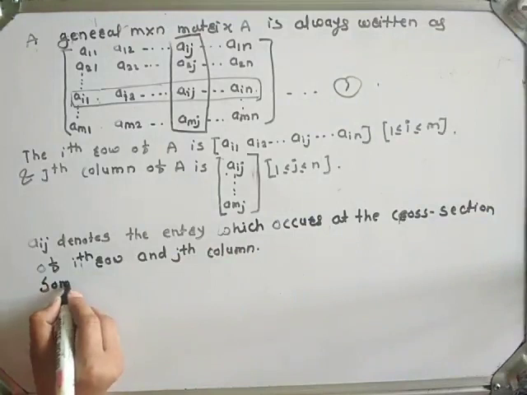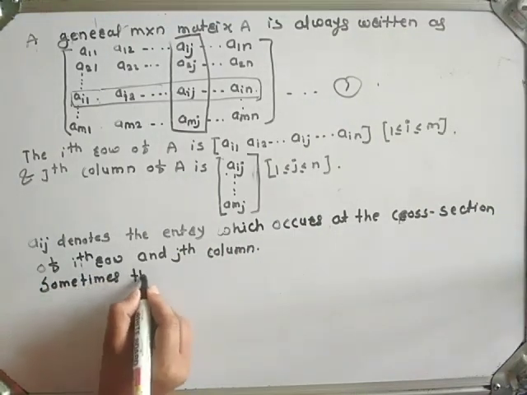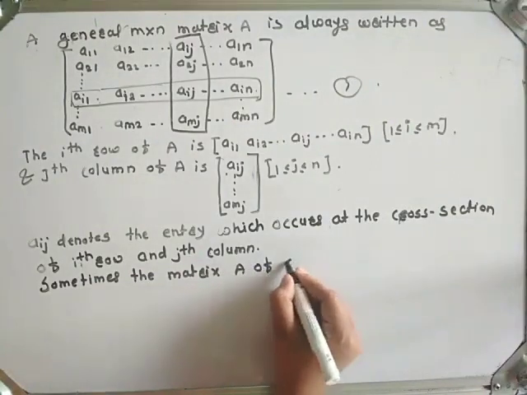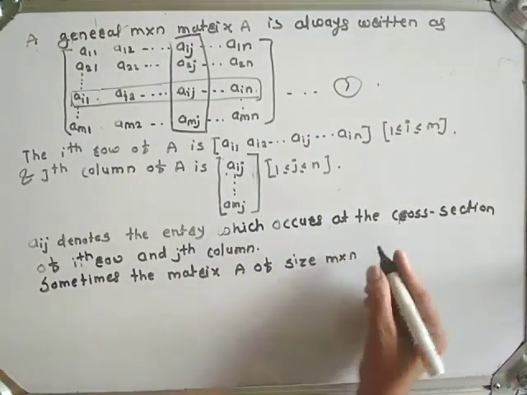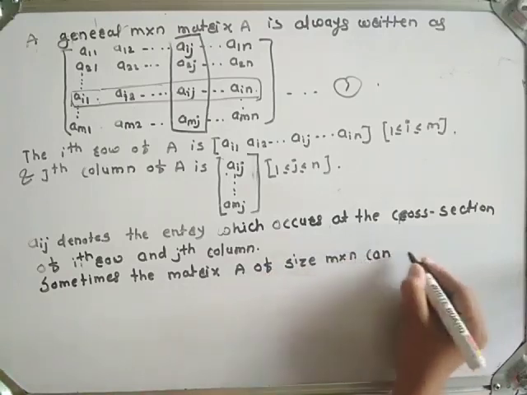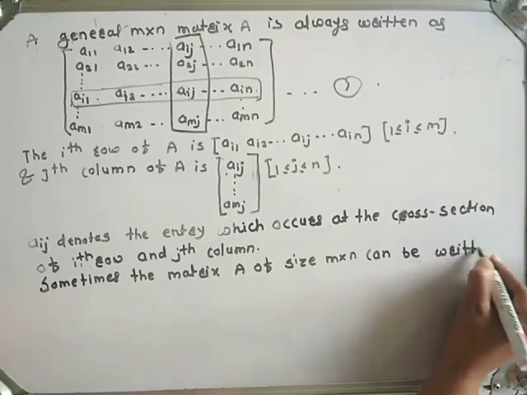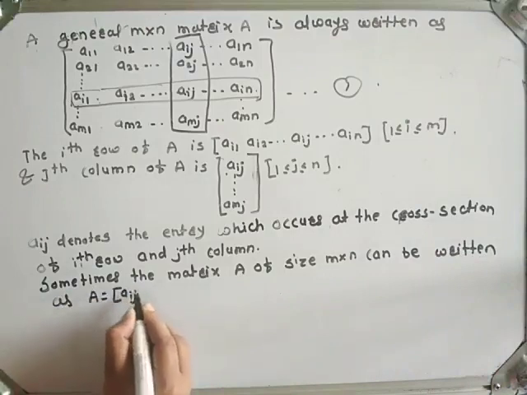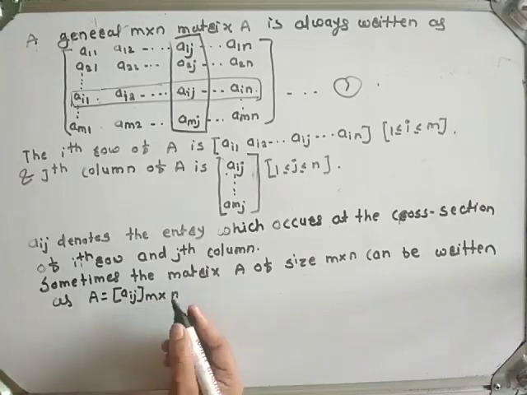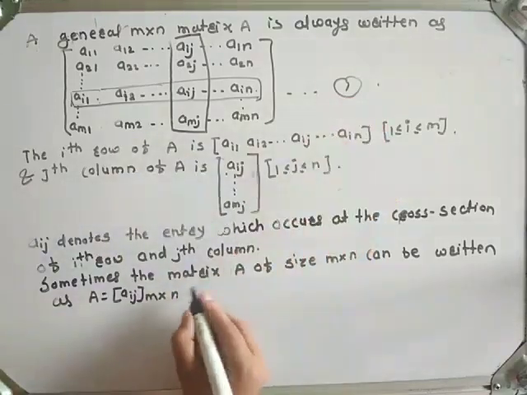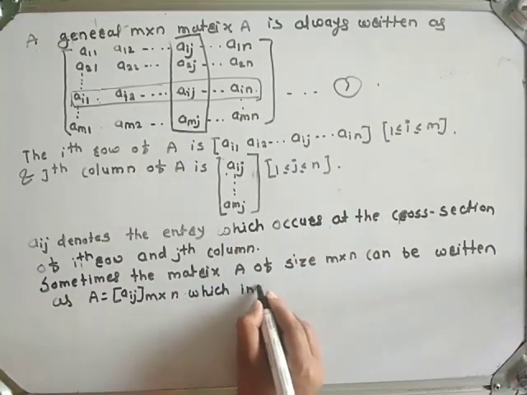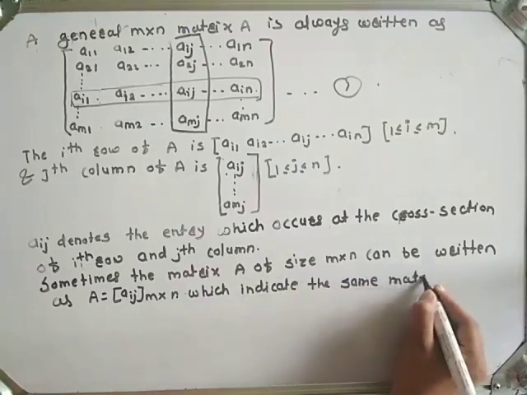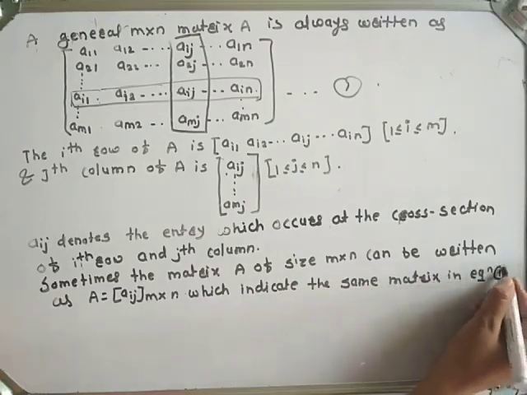Sometimes the matrix A of size m by n can be written as A is equal to the matrix aij, m by n, which indicates the same matrix as in equation 1.